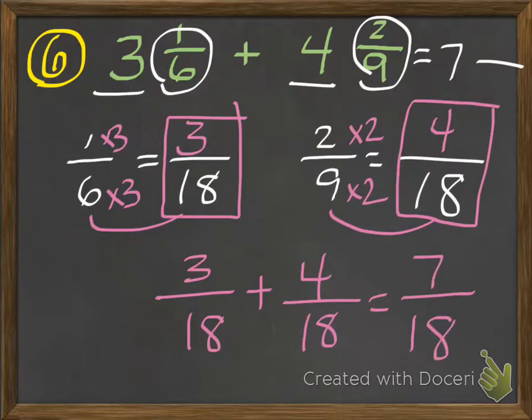Now my entire answer, remember that was way up here at the top, was 3 plus 4 is 7, and then I added my fractions, and I get 7/18. So 7 and 7/18 is my answer.